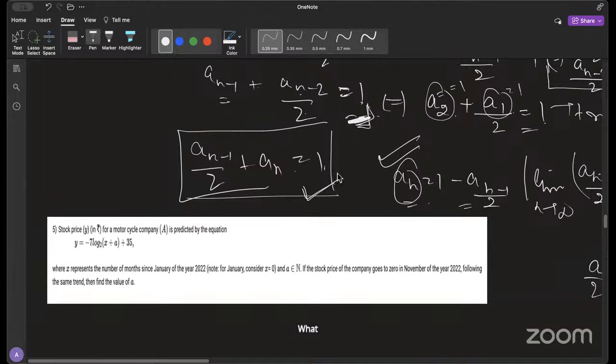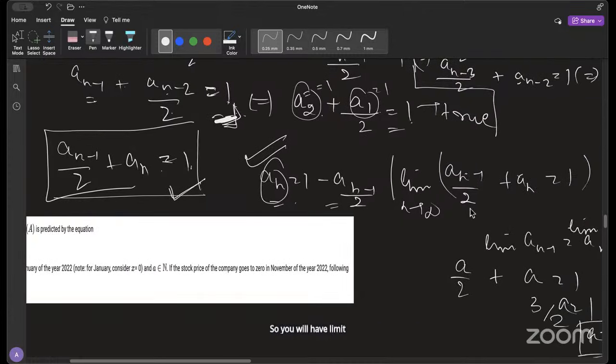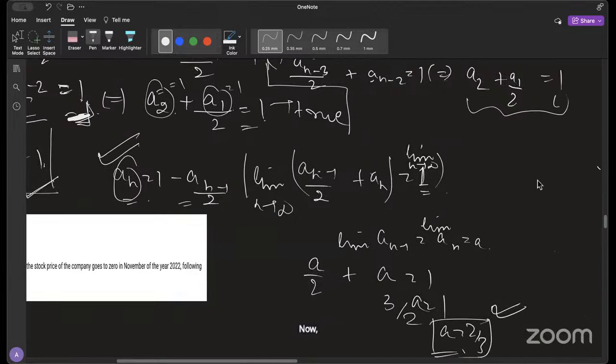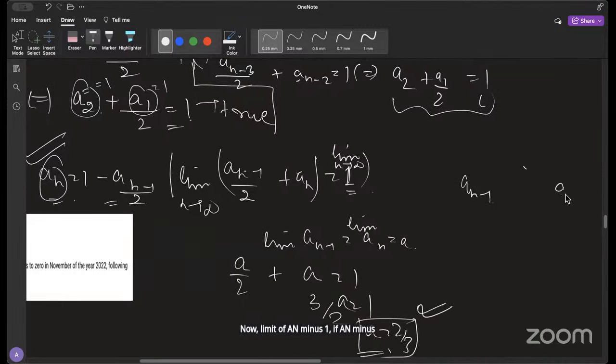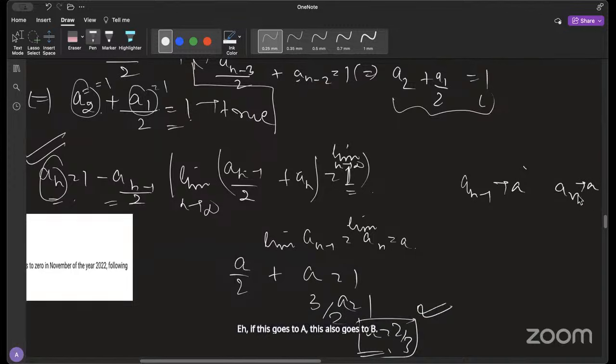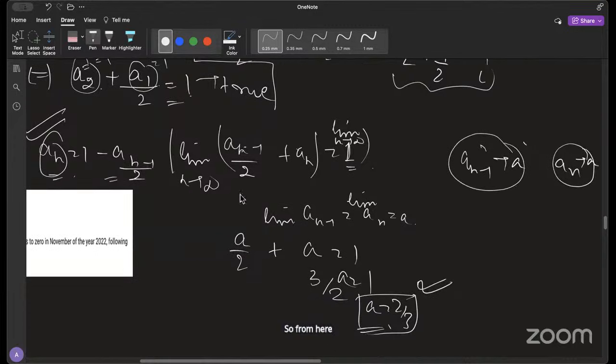So you can make use of this fact to find the limit of a_n. What you do is you put limit on both sides of this equal to sign. So you will have limit of a_{n-1}/2 plus a_n, and take the limit n tending to infinity. So limit of 1 is 1 only. Now limit of a_{n-1}, if a_{n-1} is a sequence, a_n is a sequence, then the limit of both of these is a only. If a_n goes to a, that means a_{n-1} also goes to a. So the limit of this thing is a by 2.